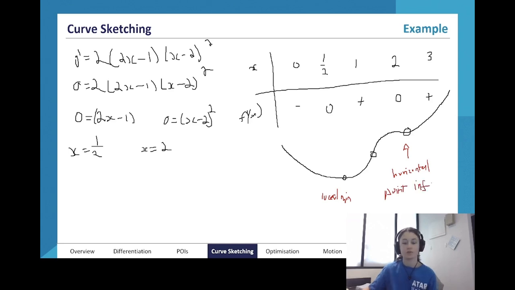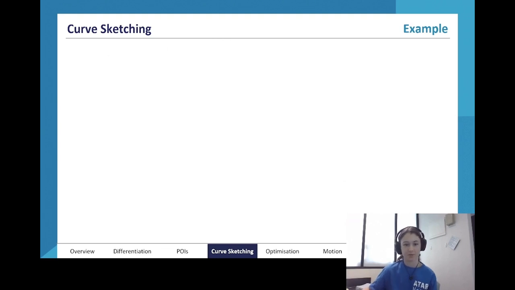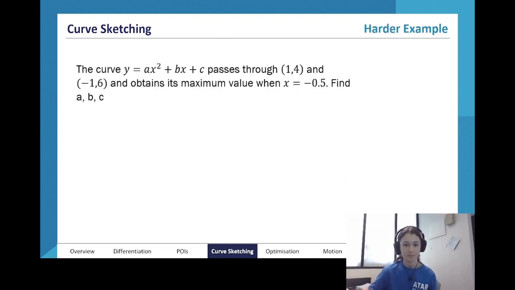So those are the nature of our two stationary points. Okay, now we have one more harder example.